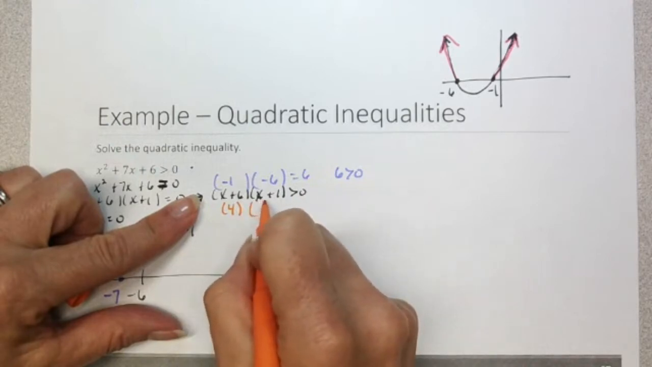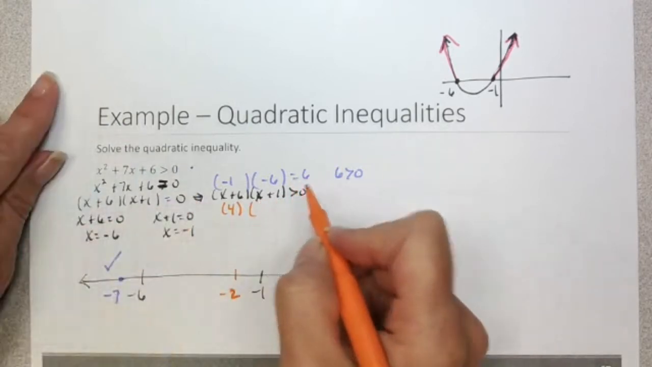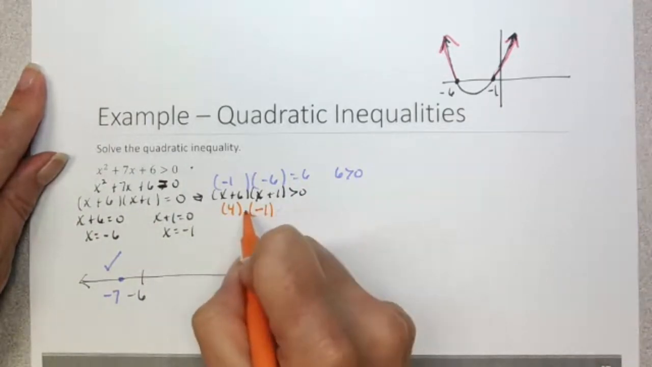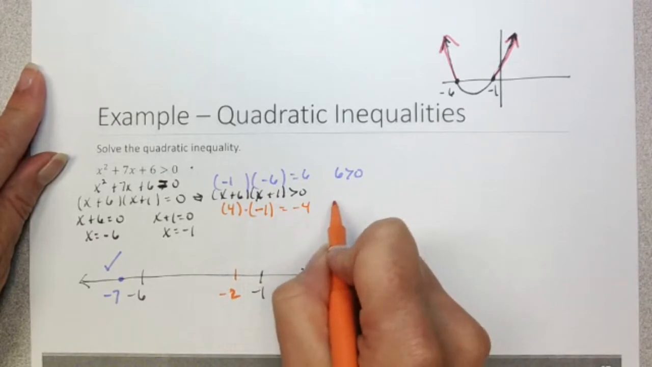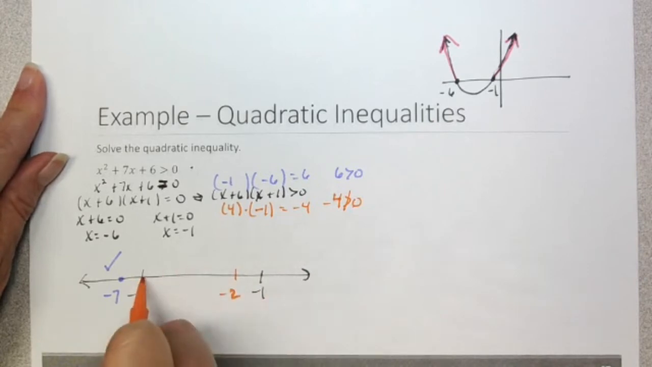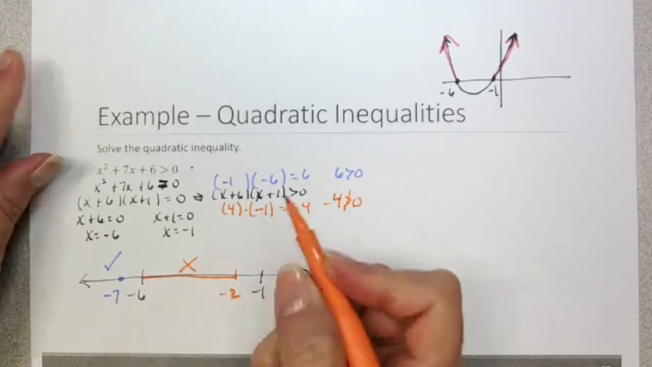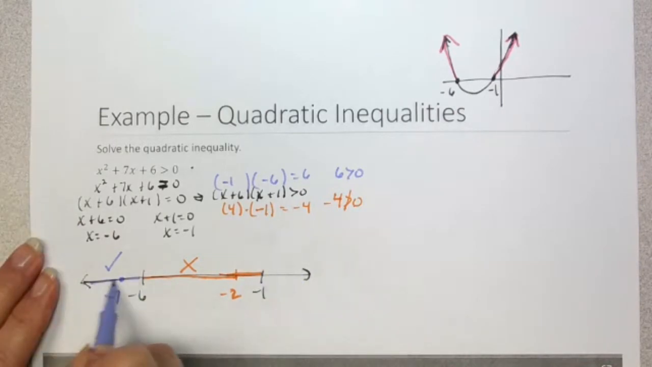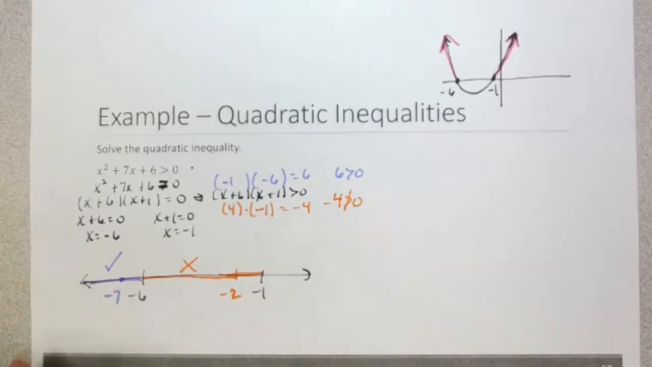Okay, times negative 2 plus 1, that's going to be negative 1. And negative 4 times negative 1 is negative 4. And look at that, negative 4 is not greater than 0. So this interval in here is one that I don't want. Since that value of negative 2 did not satisfy the inequality, that orange interval is one that we don't want, whereas the purple interval was one that we did want.